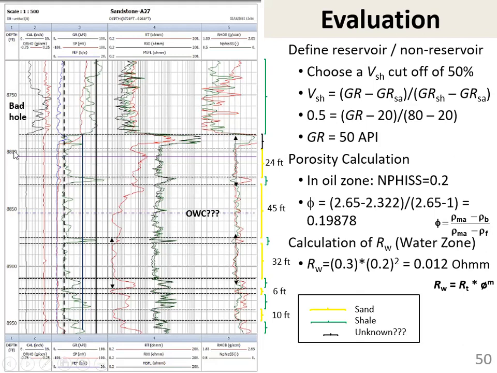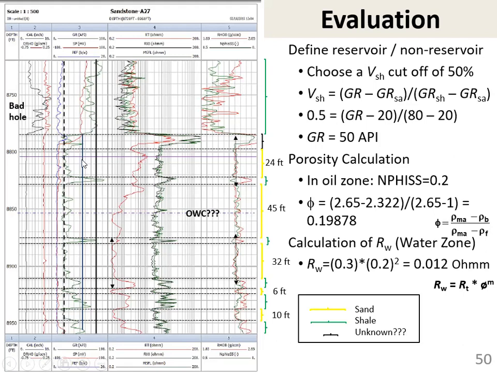So I've delineated this and I've just called it an unknown zone. Even though it falsely presents, if you look only at track 2 and track 3, you will think it is a hydrocarbon bearing zone, but you need to look at the density neutron separation to see that these low porosity values are not indicative of sandstone.